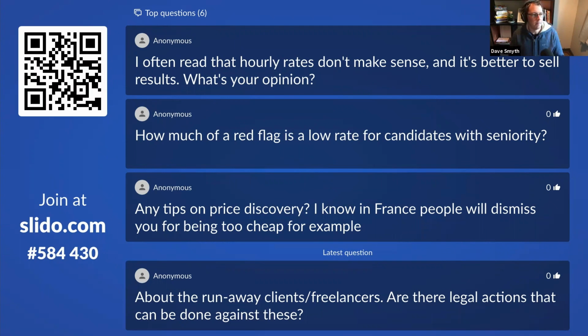Right. So I'm not of the view that it's an absolute no-go. I think there are definitely situations where it can be an appropriate and profitable and sensible way to price work.